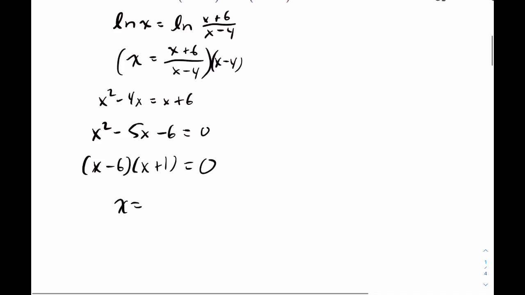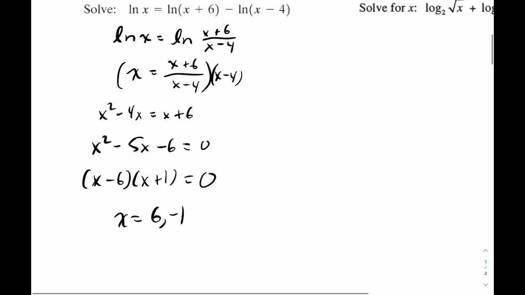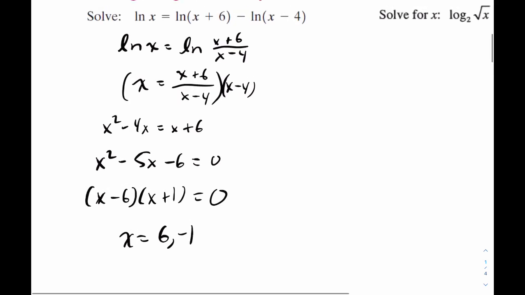And there we go. 6 and negative 1. Again, don't forget, this whole unit you got to check. Plug in 6, that's okay. Plug in negative 1. Negative 1 right here is okay, but look right here and right here. That makes these two negative, so that's not okay. So cross out that one. 6 is your only answer.